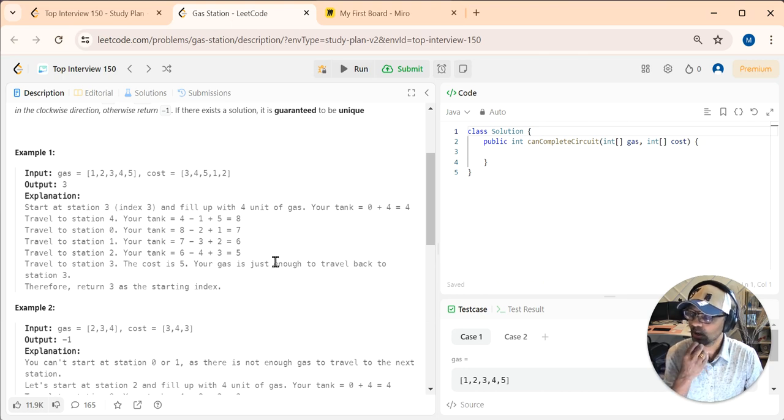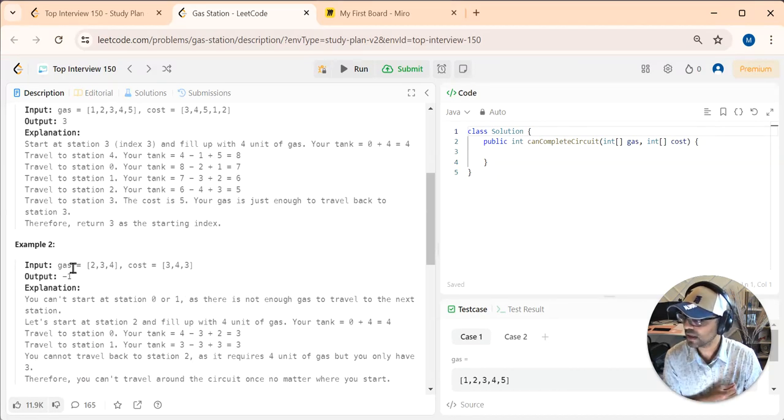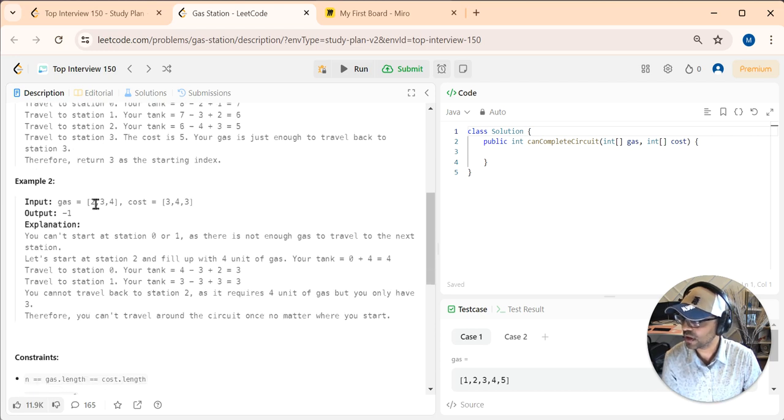Okay, and then they have the second example where we have 2, 3, 4 and 3, 4, 3, and there is no way to make a circuit no matter where we start. Well, the first one cannot work because it has a deficit of 1. Second one cannot work, a deficit of 1. Third one has a surplus of 1, but then it cannot make up for the deficit, right? Which is a total of 2.